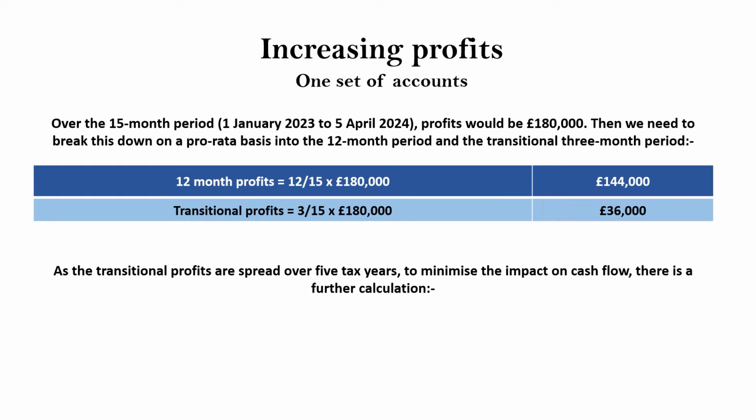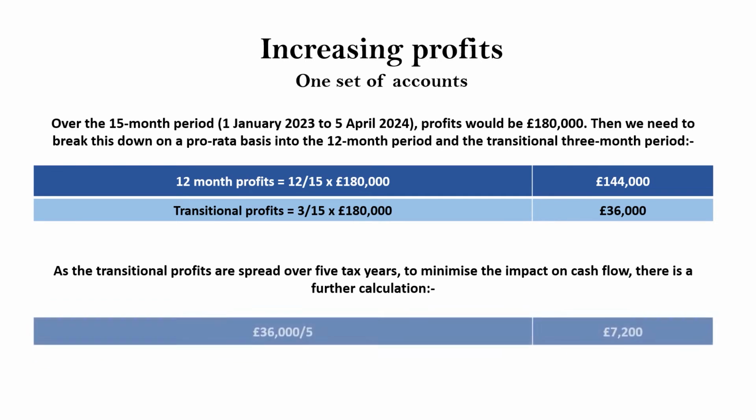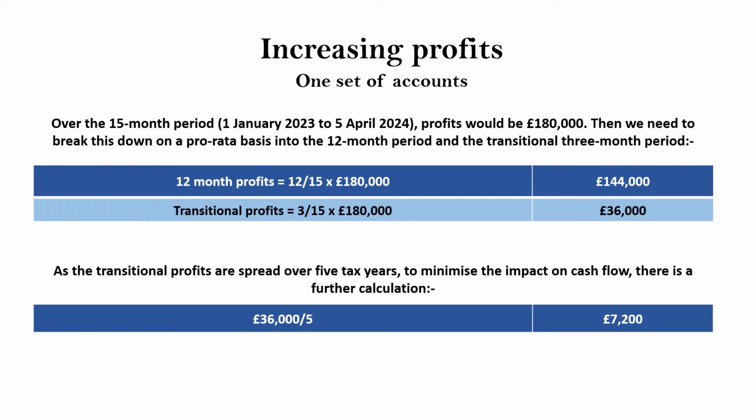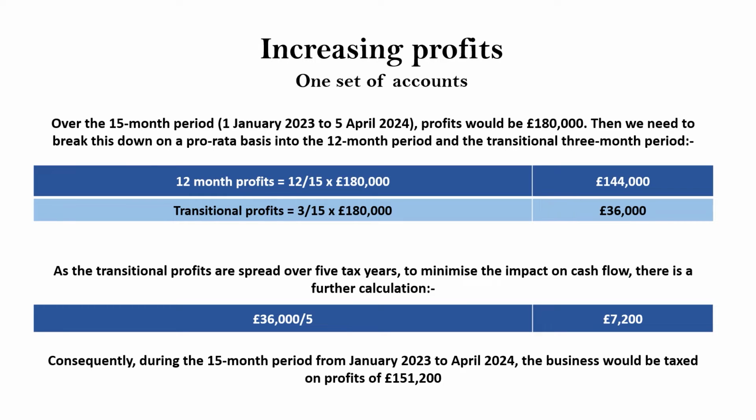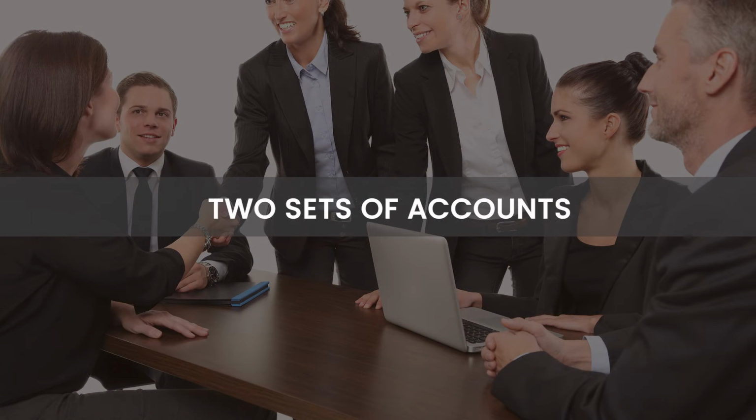As the transitional profits are spread over 5 tax years, to minimise the impact on cash flow, there is a further calculation, £36,000 divided by 5, which equals £7,200. Consequently, during the 15-month period from January 2023 to April 2024, the business would be taxed on profits of £151,200.